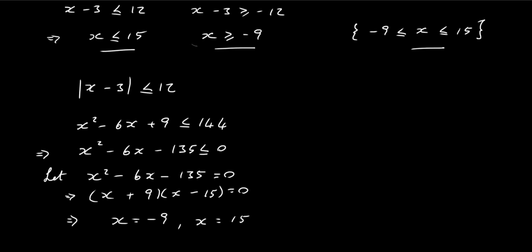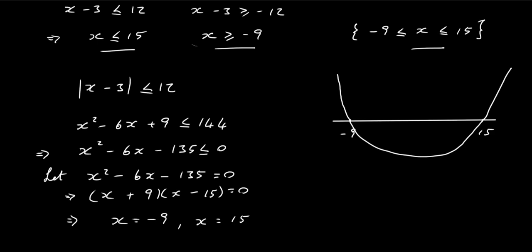Now if I was to draw that, I would have, let's say, minus 9 here and 15 here. The graph would look something like this. So remember, it's a positive quadratic. So I want to solve this here. So I want y to be less than or equal to 0. So this is y here, and I want it to be less than or equal to 0. This is y less than or equal to 0.